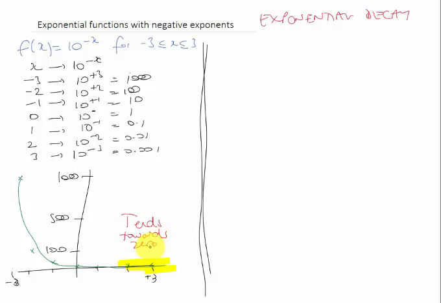Tends towards 0. So here, the larger x gets, the smaller the function gets. So it tends towards 0 but never reaches it.